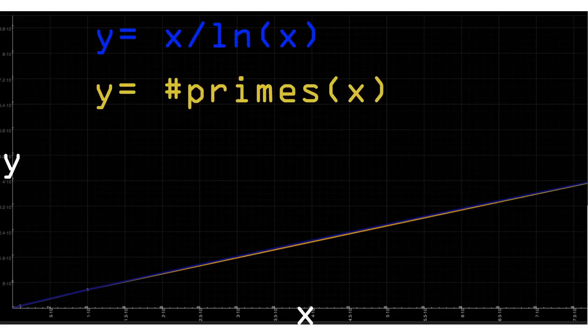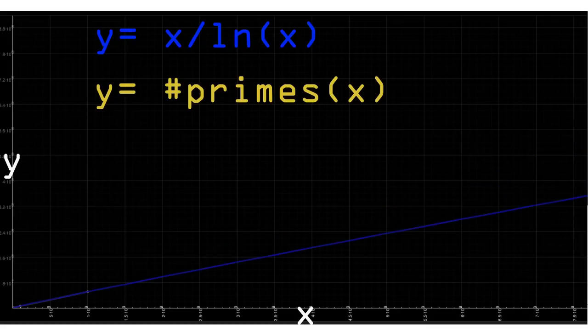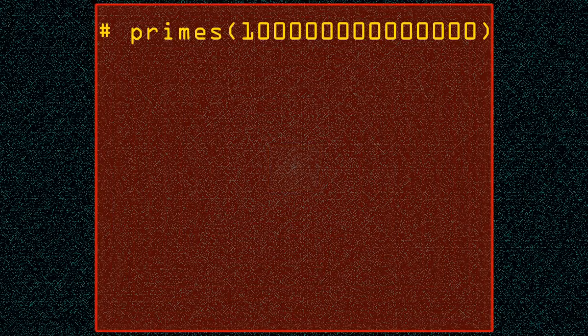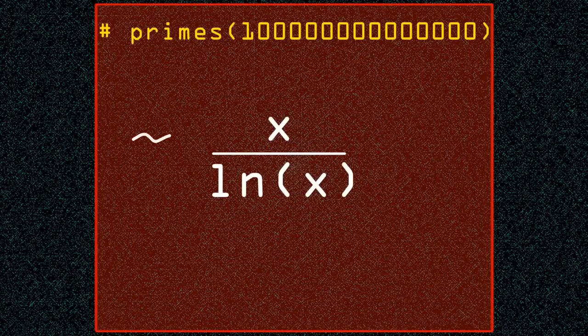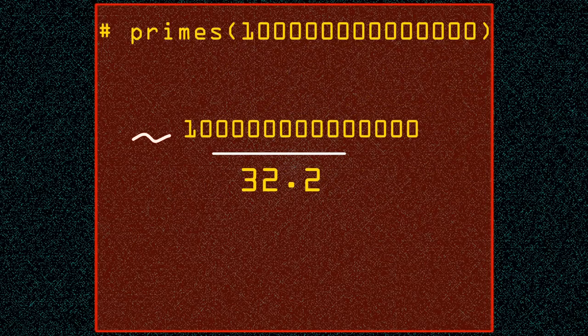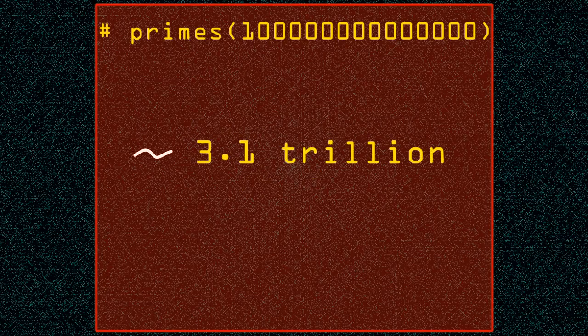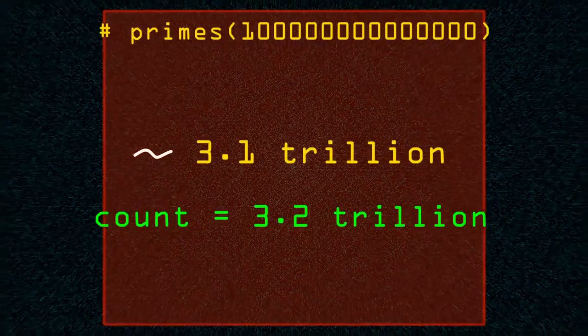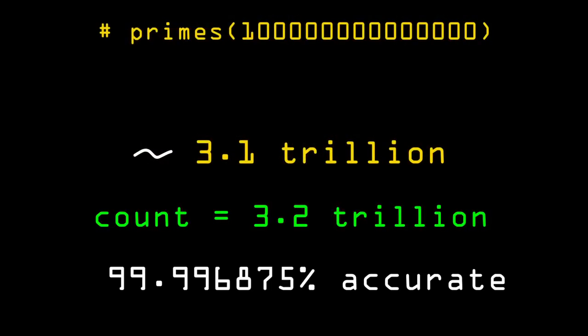And that is it. We have a formula which tells us approximately how many primes there are up to any value, no counting needed. For example, let's say we need to know the number of primes less than 100 trillion. 100 trillion divided by the natural log of 100 trillion equals 3.1 trillion. Compare this to the actual count, which is 3.2 trillion. This is over 99.99% accurate even at this relatively small scale.